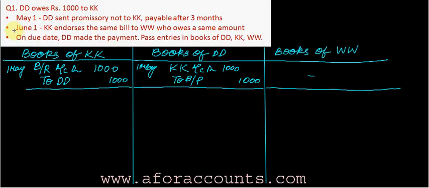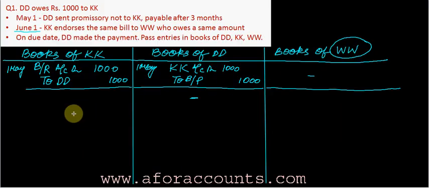Now, on 1st June, KK endorses the same bill to WW who is owed the same amount. Say KK has to pay to WW. So what he does is, he will transfer the bill received from DD to WW. So DD has no effect on his books of accounts.